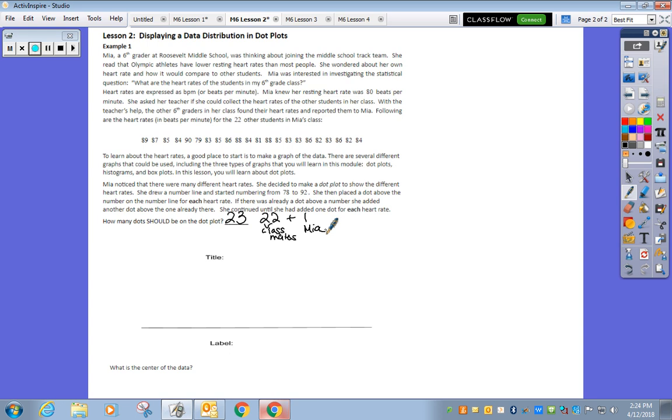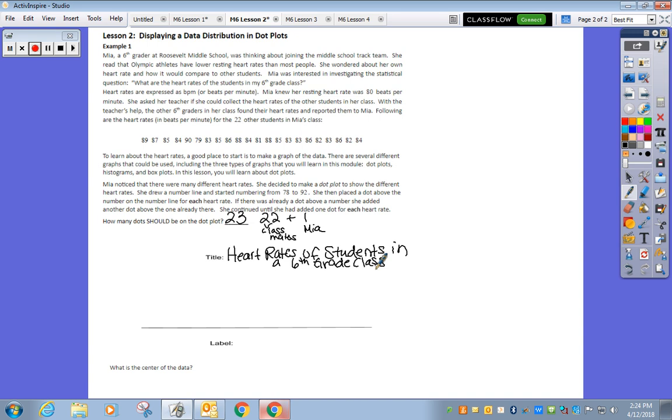Okay, so in the directions, it said that she drew a number line and started numbering from 78 to 92. I am going to actually do that in a second. First, I'm going to title my dot plot, and I'm going to title this Heart Rates of Students in a 6th grade class. Okay, so we want to make sure that we've titled it so we know what the information is showing us.